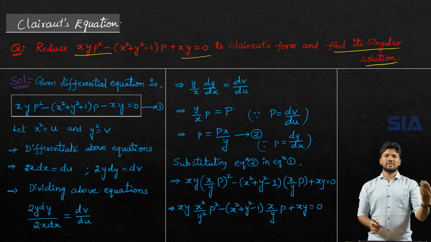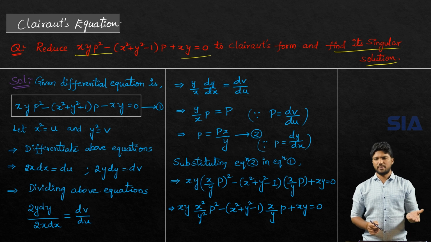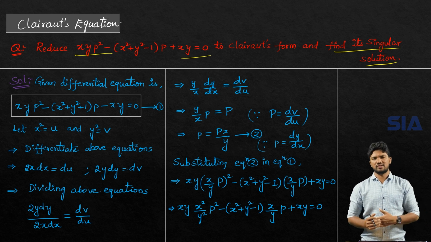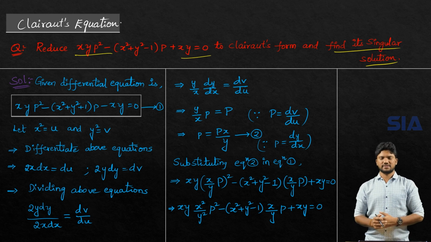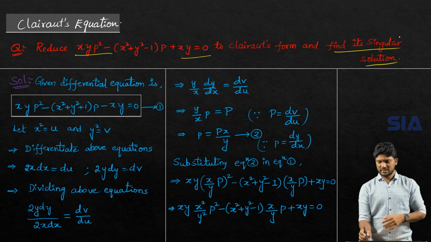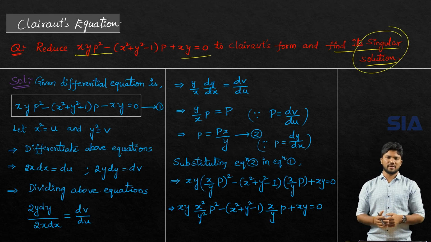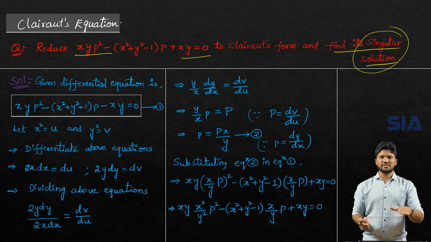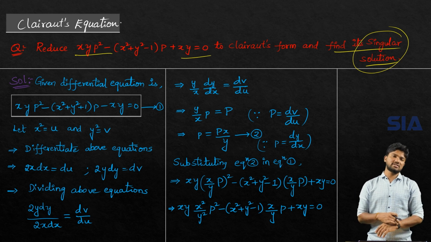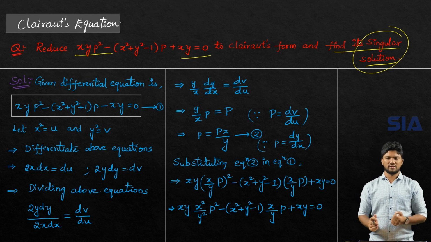Why? Because the previous problem was about the general solution, how we can find the general solution by using Clairaut's equation. In this problem we are going to discuss the singular solution. I also explained that singular solution is nothing but a final solution in which there is no arbitrary constant. That solution is called a singular solution. You can observe that.